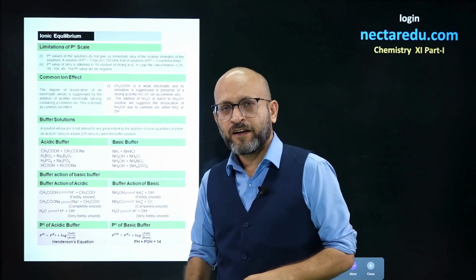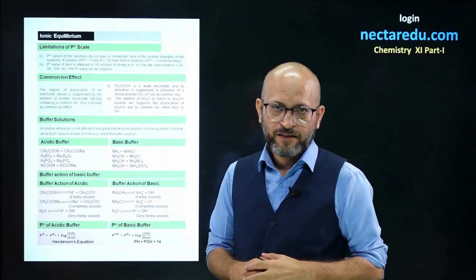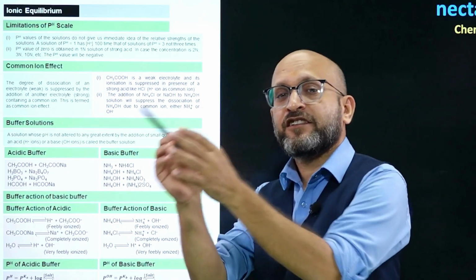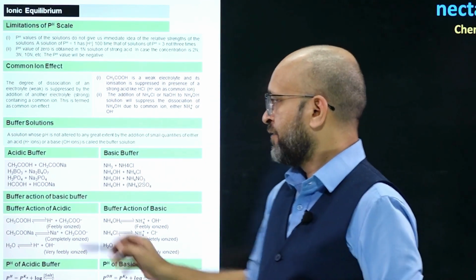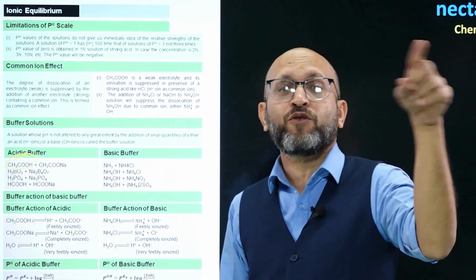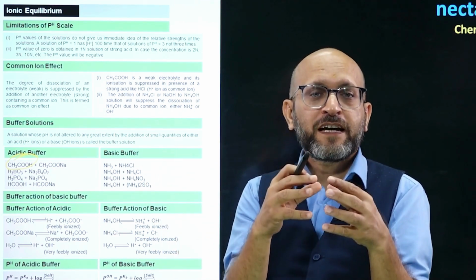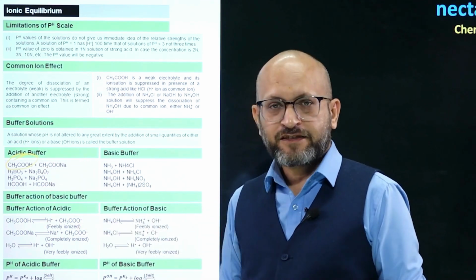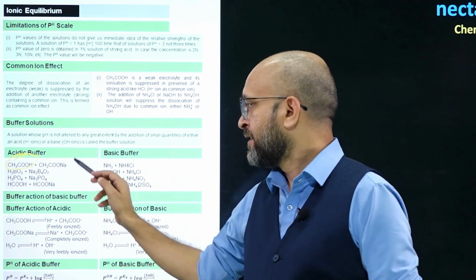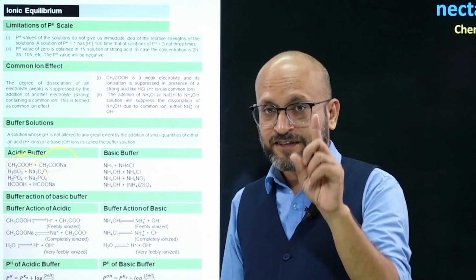In acidic buffer, we take a weak acid and its salt with a strong base. What? A weak acid and the salt of that weak acid with a strong base. Example, we have taken a weak acid, acetic acid, and its salt with NaOH. So acetic acid and NaOH react to give sodium acetate. So weak acid, acetic acid, and salt of acetic acid with strong base NaOH, that is sodium acetate. So this is an acidic buffer.